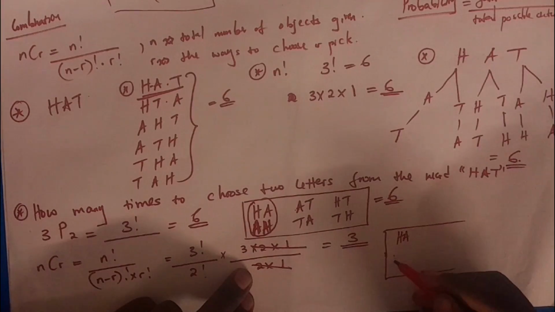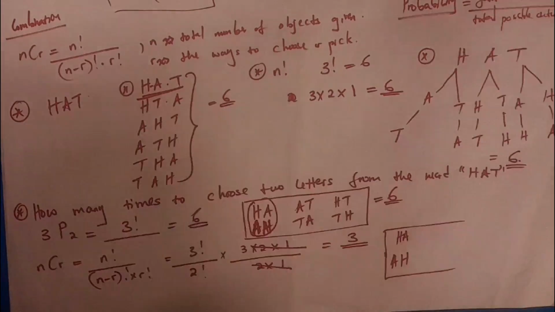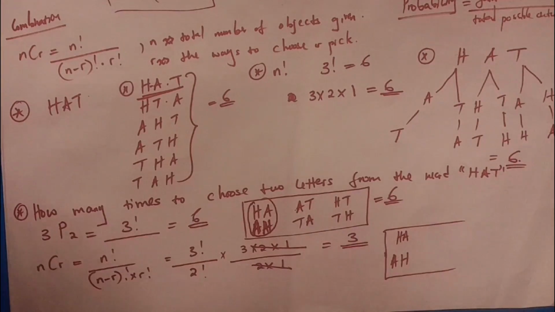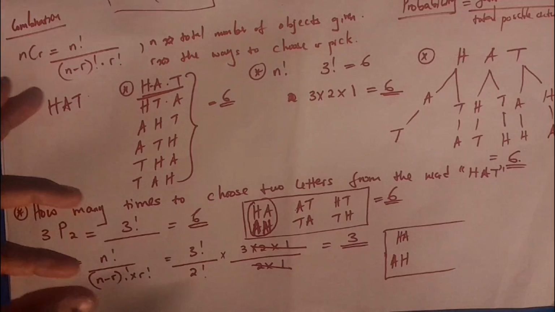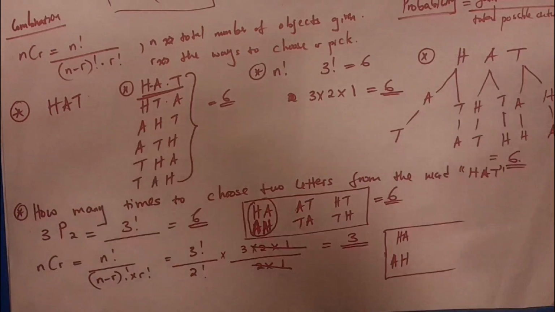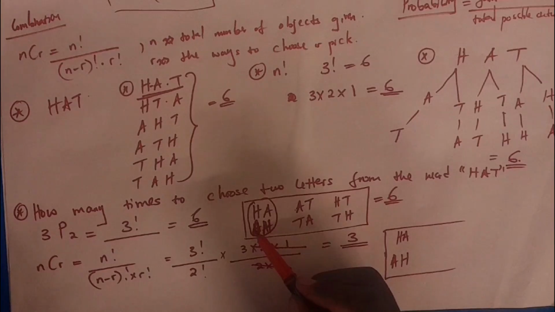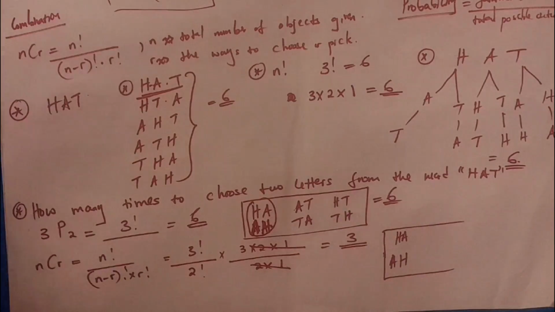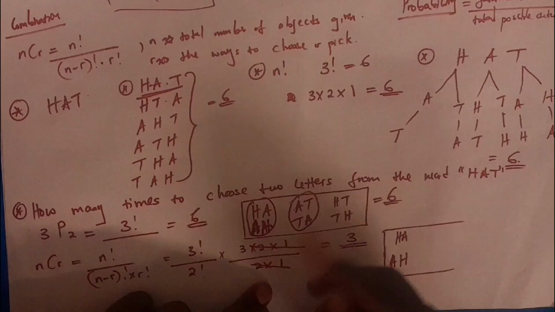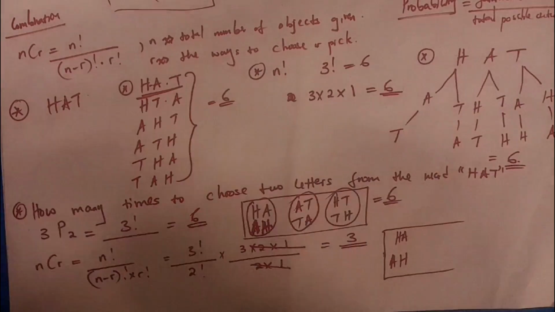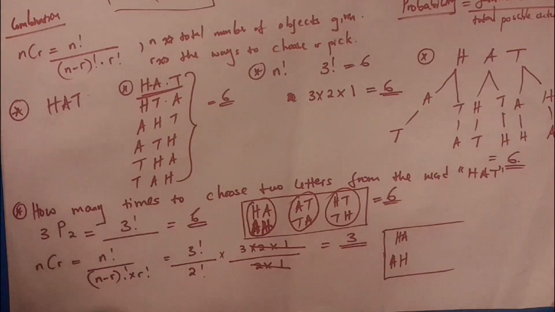HA and AH. It's just the same thing. The order doesn't matter; HA and AH is just the same thing. But on permutation, the order matters. You can't say it's the same thing on permutations, because we started with H and then A, and the second is A and then H, so it's a different thing. But on combination, it's just the same thing. So it's 1, 2, 3 when we are dealing with combinations, because on combination the order doesn't matter. So that's the difference between combinations and permutations.